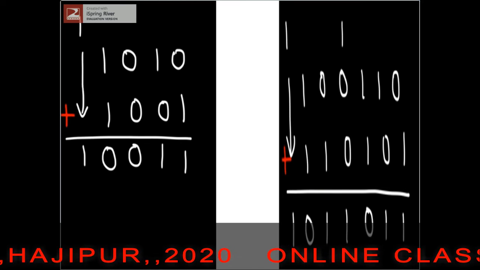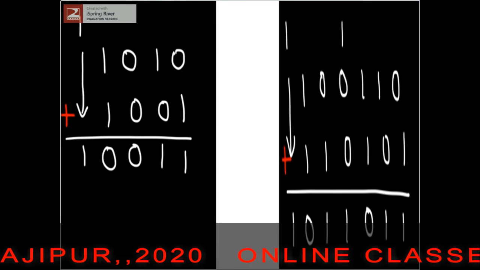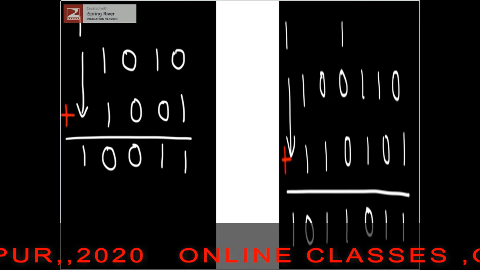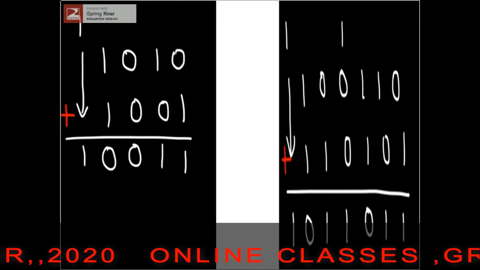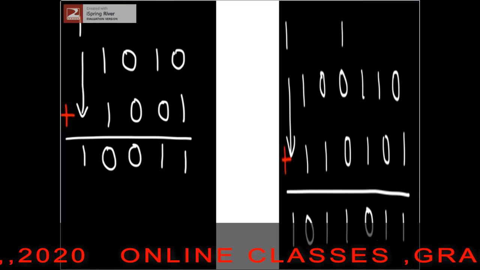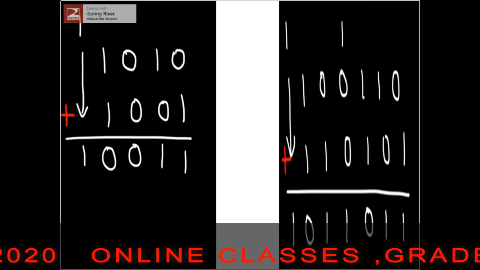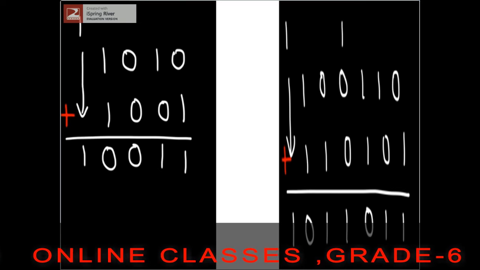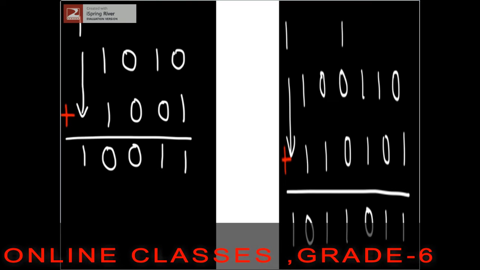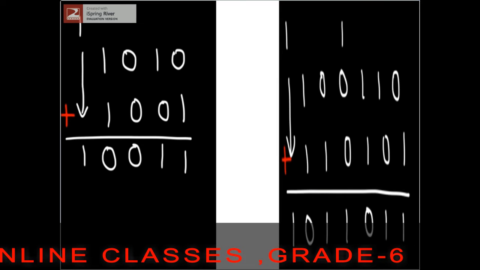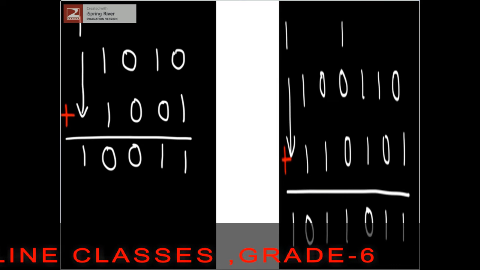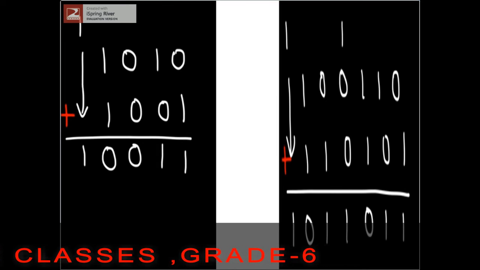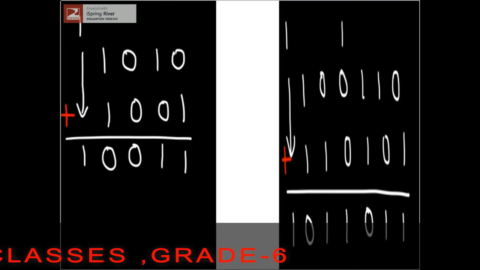First one, 1010 plus 1001. By adding 0 plus 1, 1, 1 plus 0, 1, 0 plus 0, 0, and 1 plus 1, 10. 0 will be written, 1 will be carry over. That 1 will be written at the answer. So answer will be 10011.